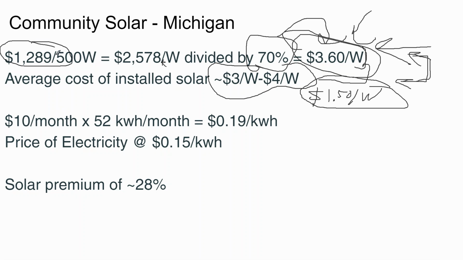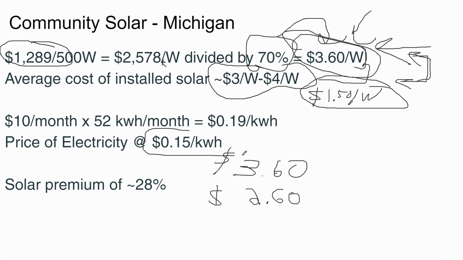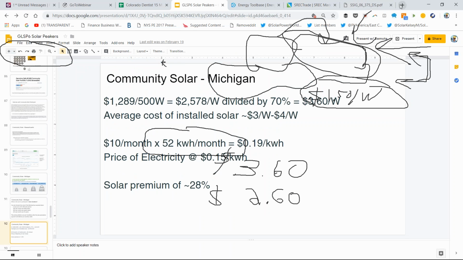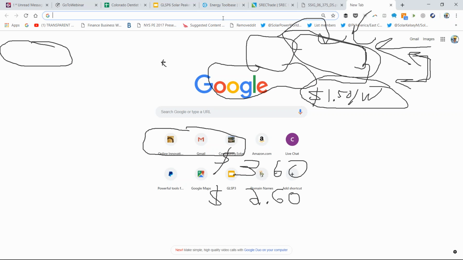So paying for it up front, the payback may or may not be very good. How would we calculate that payback? Well, let's say we got offered an installation price of $3.60 a watt, and then after the federal tax credit, that brings it down to, let's just call it $2.60 a watt to keep the math easy. And then the price of electricity is 15 cents a kilowatt hour. And this kind of assumes Michigan has net metering and you're getting retail value for your credit.